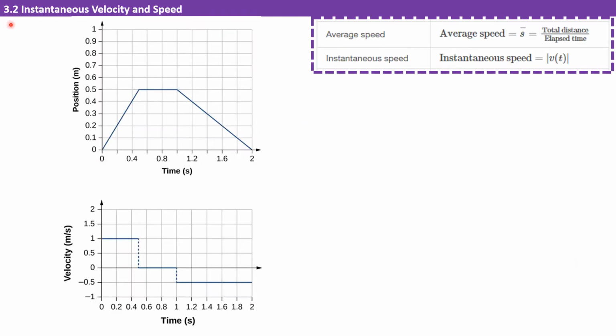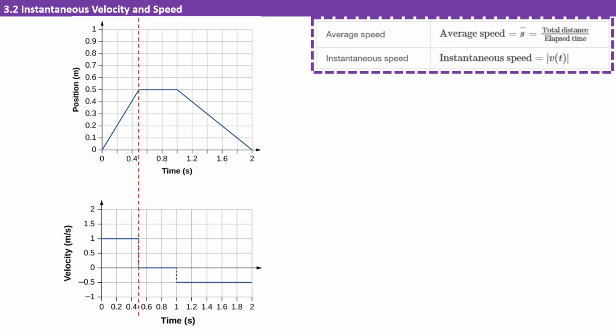In section 3.2, we're talking about instantaneous velocity and instantaneous speed. We have a plot of position versus time. Now this is a different scenario than the one we talked about previously. In this case, the object moves a distance of 0.5 meters, stays there for a while, and then comes back to the original position. What we can do is use a graph of position versus time to figure out what the velocity is versus time, simply by taking the total distance traveled over elapsed time for each of the sections.